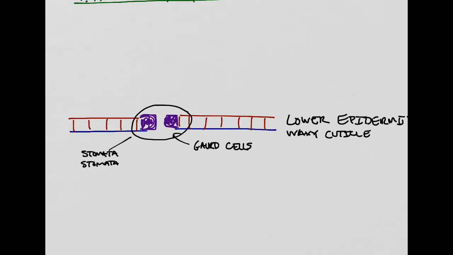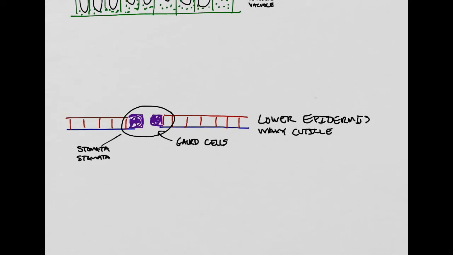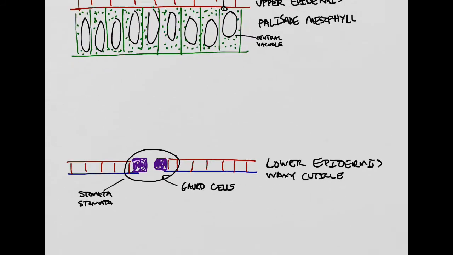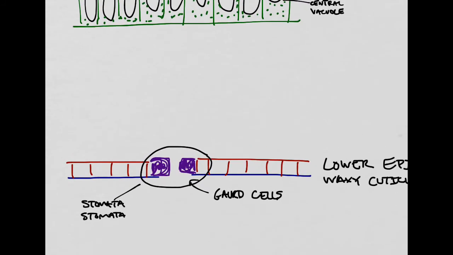Okay, and what are guard cells guarding? Well, we know that in photosynthesis, CO2 is necessary. So we have carbon dioxide coming into the cell.